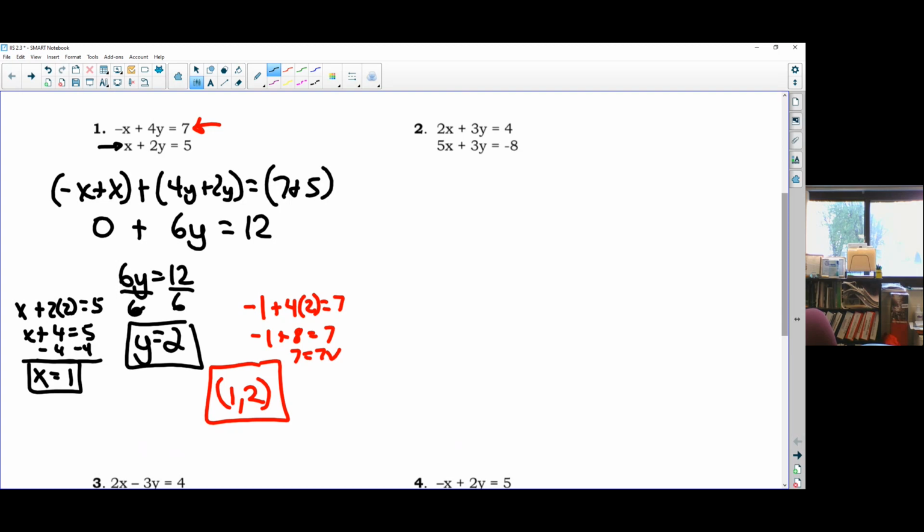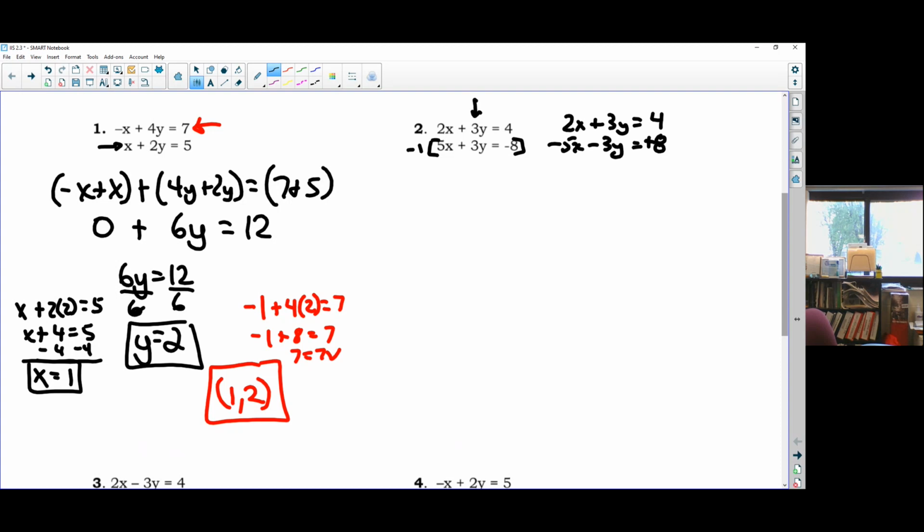Now again, if I add them here, nothing goes away. But in the second one, if you look at the y column, I got the same number, right? But they're the same sign. So if I take this whole expression, 2x plus 3y equals 4, and multiply it by negative 1, I can't eliminate anything when we combine because they're the same sign. But now if I multiply through by negative 1, when I add, I can get rid of the y. That's a positive 8 now.